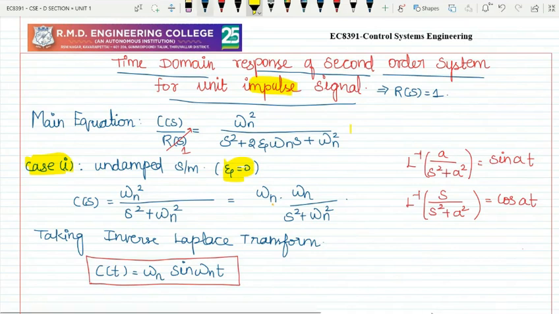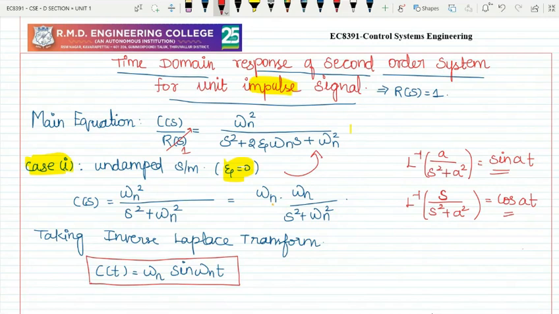When I substitute epsilon equal to 0 in the main equation, I get omega n square by s square plus omega n square. So this has to be split like this, omega n into omega n. Now we have some basic inverse Laplace transform formulas. If the numerator is a constant, the answer will be like sine. And if there is an s term in the numerator, the answer will be cos at. That is, inverse Laplace of s by s square plus a square is cos at.